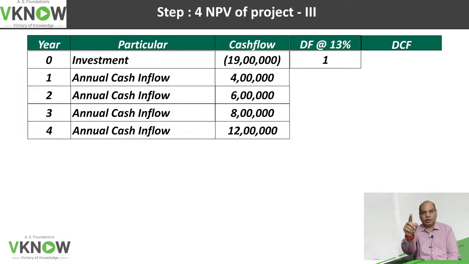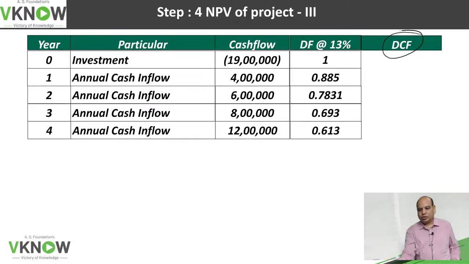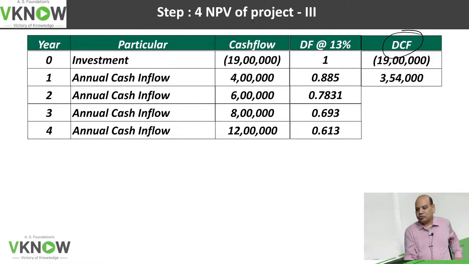Year 01, 1 divided by 1.13, 0.885. Press equal to. Write the factors. You can do directly in the last column also. Okay, no problem. Answer must be correct. Come on, student. Check the answer now.